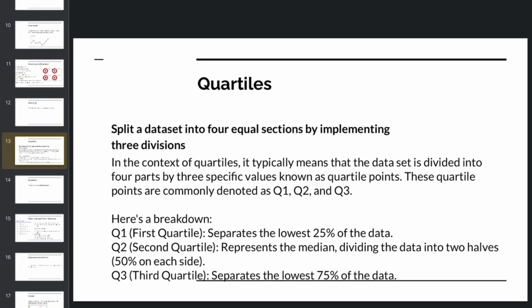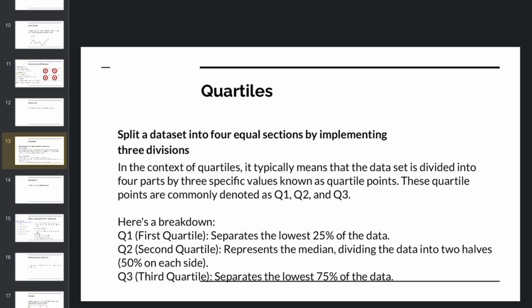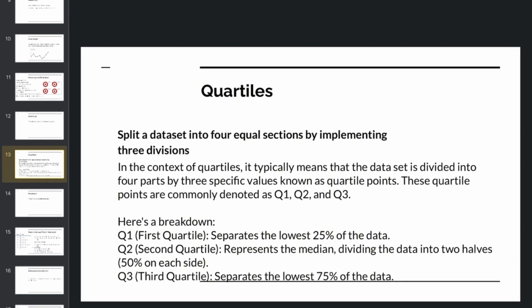Quartiles. So there are different quartiles in data, right? A quartile splits a data set into 4 equal sections by implementing 3 divisions. In the context of quartiles, it typically means the data set is divided into 4 parts by 3 specific values known as quartile points. These points are commonly denoted as Q1, Q2, and Q3.